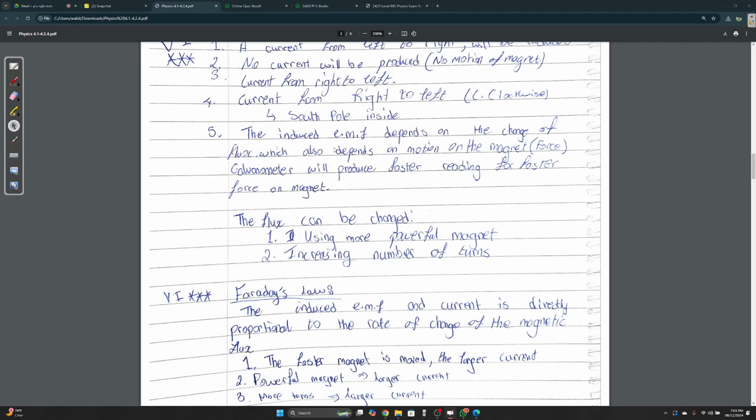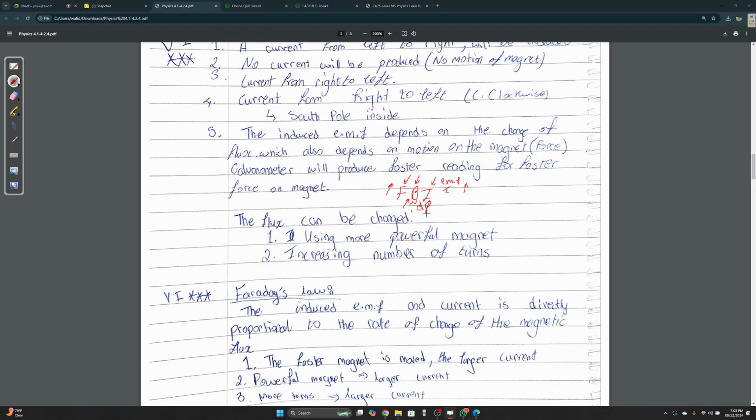What does the flux also depend on? The motion of the magnet. What does the induced EMF also depend on? The motion of the magnet, the force. The galvanometer will produce a faster reading if there's a faster force. Remember F, B, I. The induced EMF and current depend on the force and the magnetic field. Higher force, higher EMF. Higher change in flux. Remember, I'm not telling you magnetic field, I'm saying change in flux.